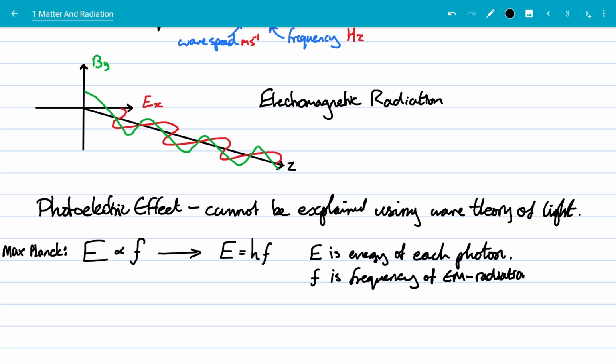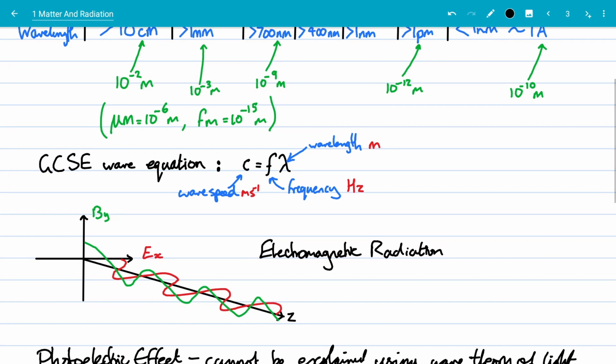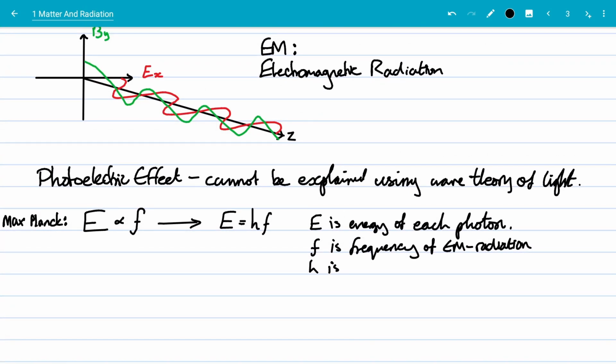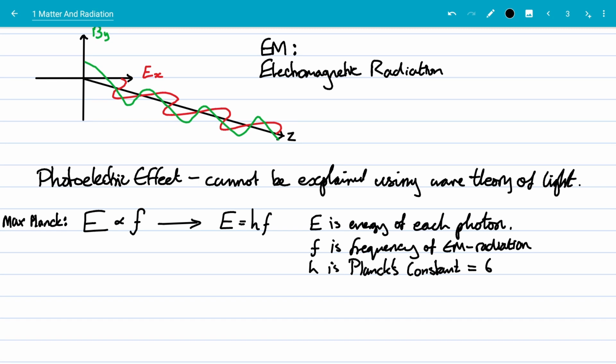Hopefully we don't need to write down what EM means. I could put up here EM is electromagnetic, just so it's in the notes. And h is a constant, Planck's constant, probably capital P because it's a proper noun. And you can measure it. I've done experiments where I've measured it. You can find them on my YouTube channel. But Planck's constant is about 6.63 times 10 to the negative 34 joule seconds. Interestingly, it has the same units as action, but we don't do action in your A level.